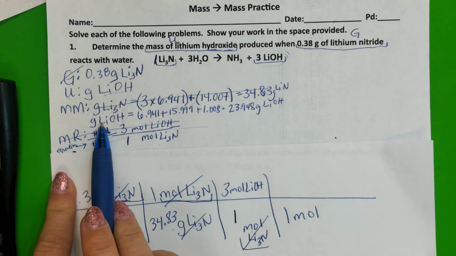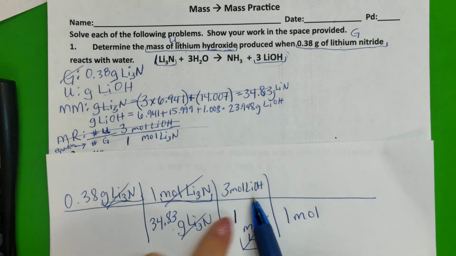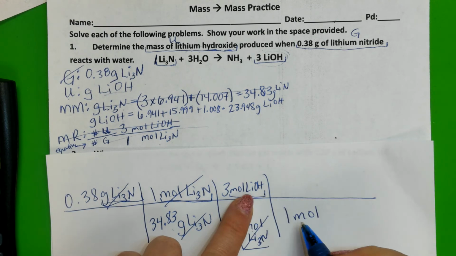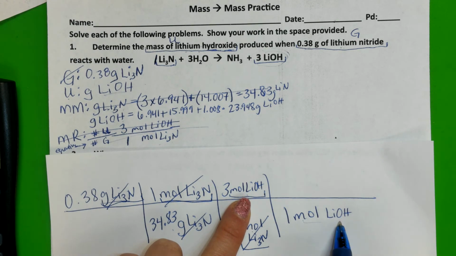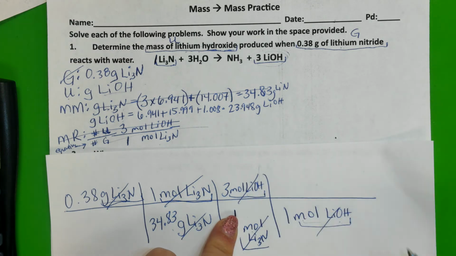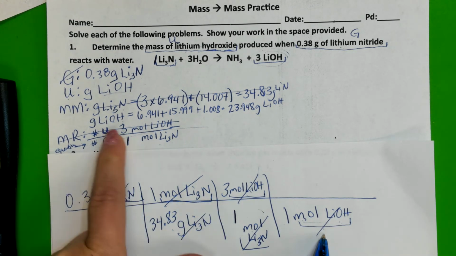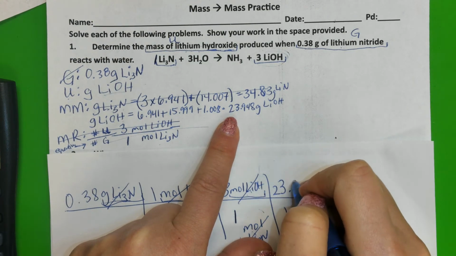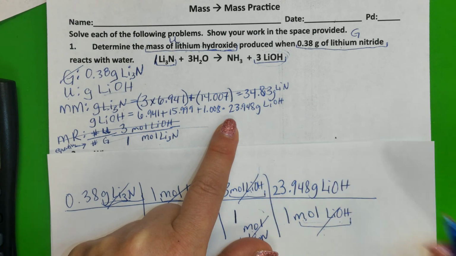So the only one we're left with is the molar mass of lithium hydroxide. It makes sense, like this is mole of lithium hydroxide, so that means mole of lithium hydroxide. It has to be the same from corner to corner. So 1 mole of lithium hydroxide will equal how much of a molar mass? 23.948 grams of lithium hydroxide.